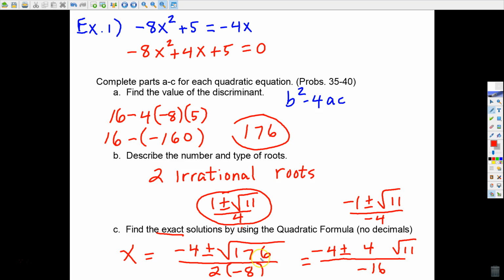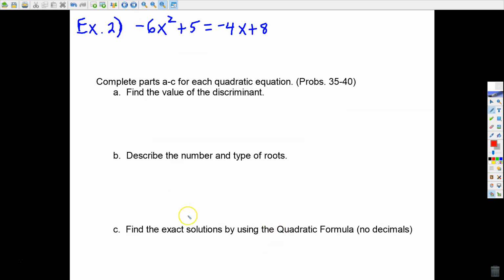Okay, any questions on example 1? All right, let's try this one. Go ahead and find the discriminant, b squared minus 4ac. I guess we need to clean this up a little bit first. Let's put it in standard form.